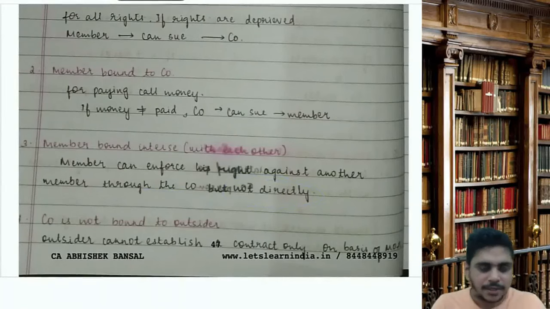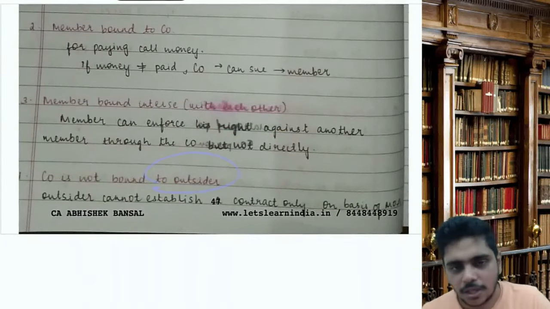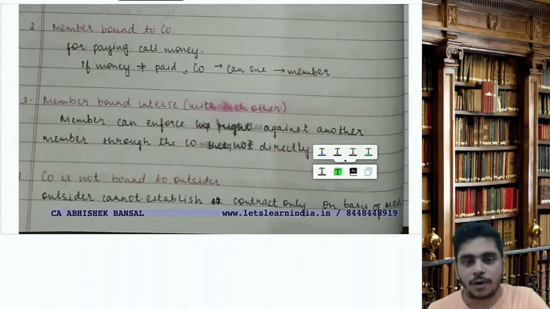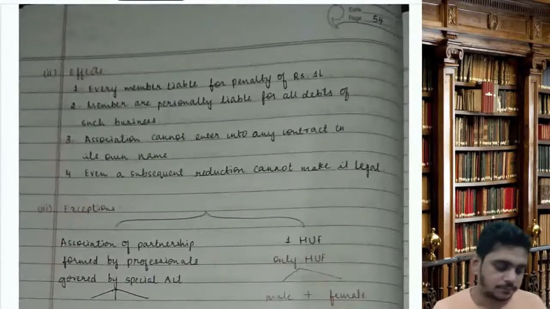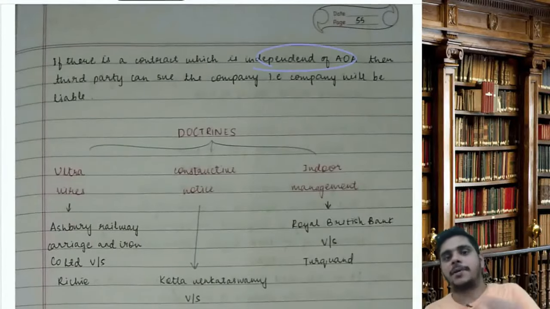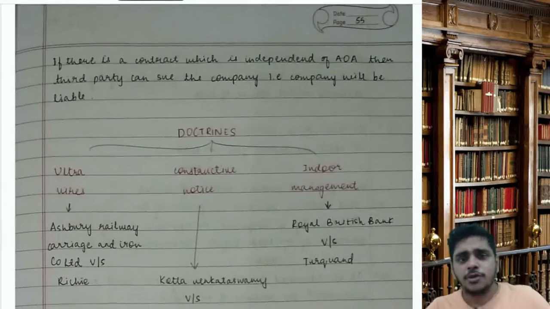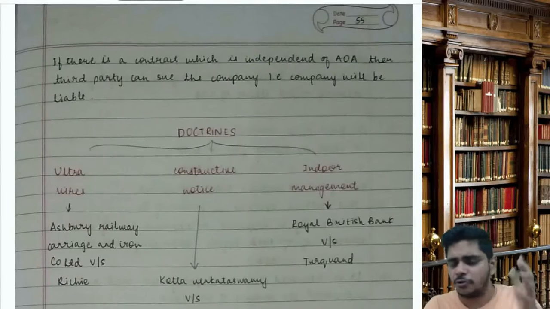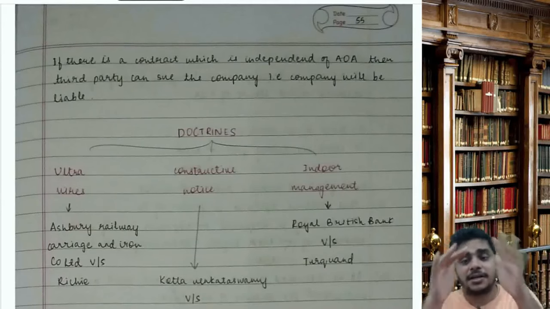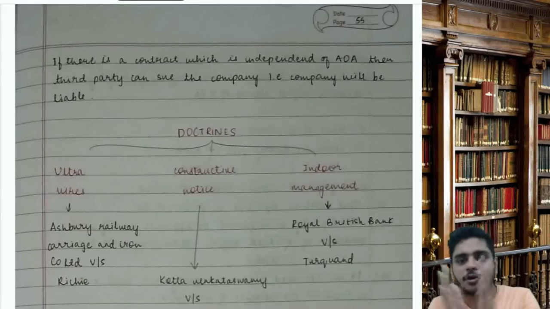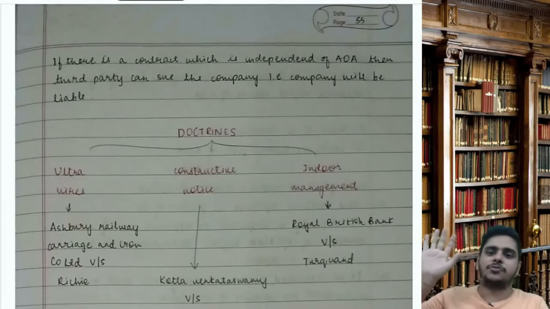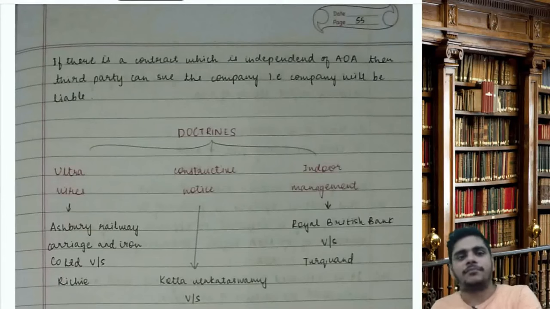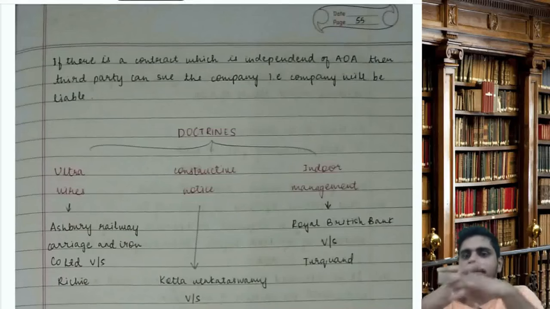Is the company bound to an outsider on the basis of MOA and AOA? The answer is no. An outsider cannot establish a contract only on the basis of the MOA or AOA. However, if he proves a contract which is independent of the MOA and AOA, then the third party can sue the company, that is, the company will be liable. So if the article says I will appoint Rakhi Sawant, a lady of Bollywood, as my lawyer, and we remove her through no fault of her own, can she sue the company? No, because the company is not bound to an outsider on the basis of the AOA. But yes, if Rakhi Sawant and the company have an independent contract and she is removed through no fault of her own, then she can sue the company. Understood? Binding force of MOA and AOA.